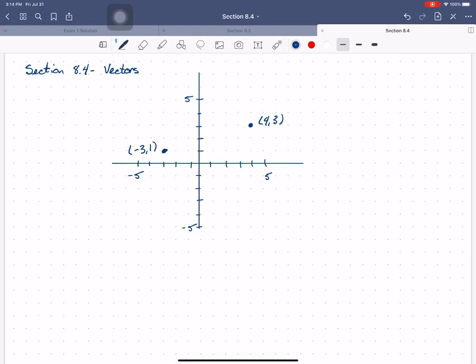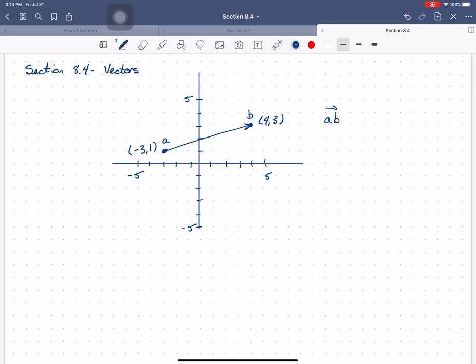Okay. Now we know how to do some things with these two points. We can find the point that is halfway in between them. We can find the distance between them. And what we're going to talk about now is a way that we can describe the movement from one point to another. So let's say this is the point A, this is the point B. What I've just drawn is the vector AB.